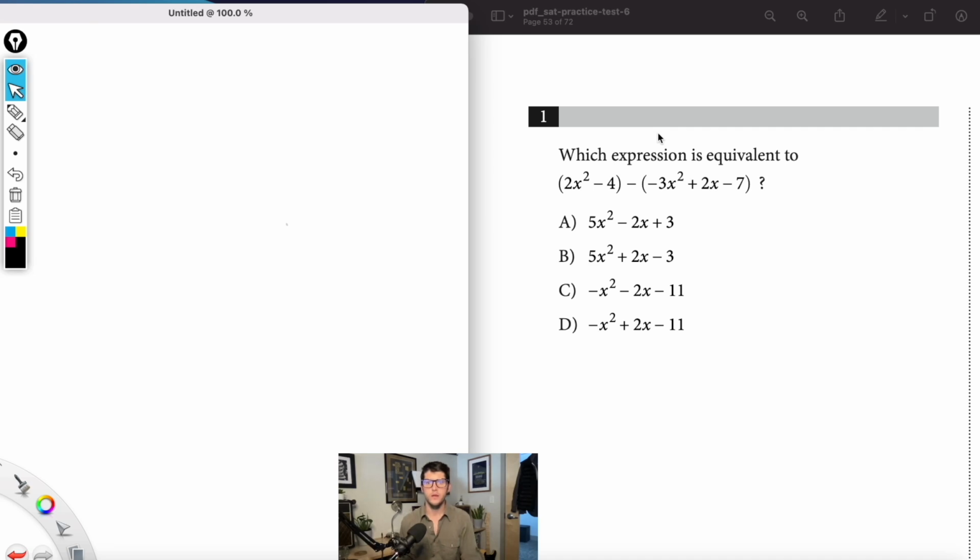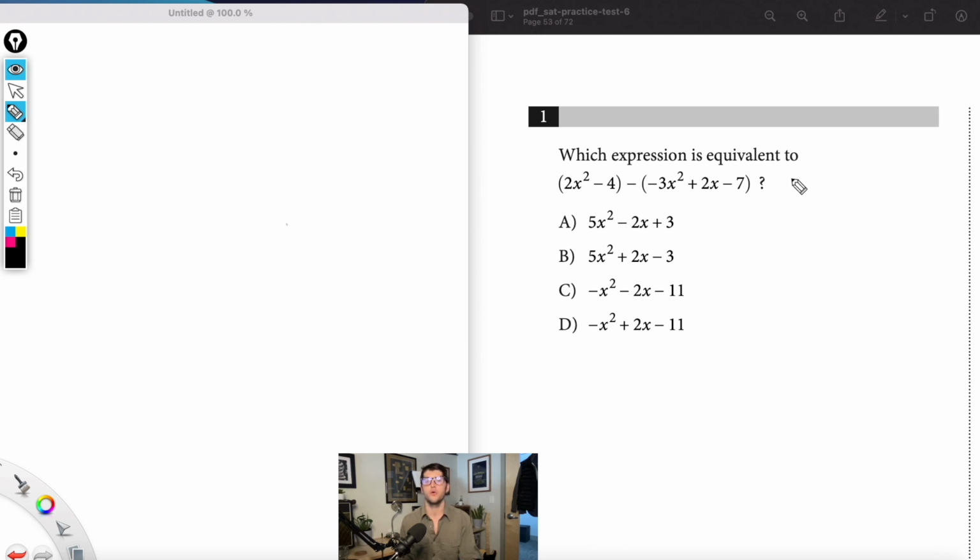All right, looking at number 1 on test 6. Now, let's be real. You might not need this method on test or on question 1. But with that said, it is a good way to make sure that you get all the points you deserve. So what is equivalent to this?